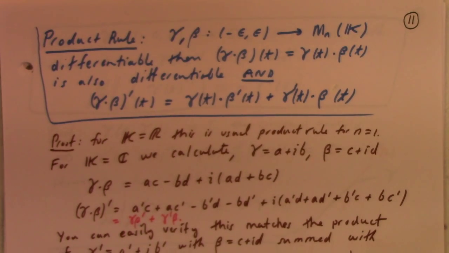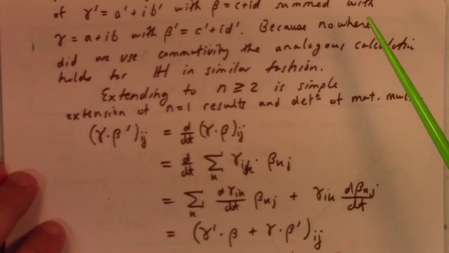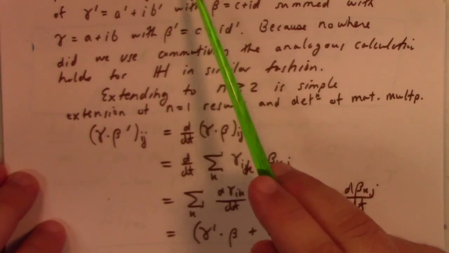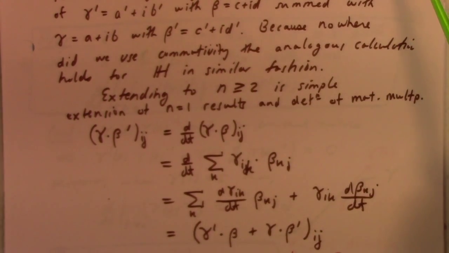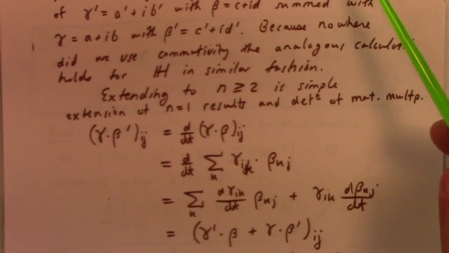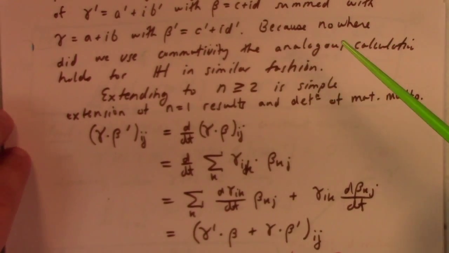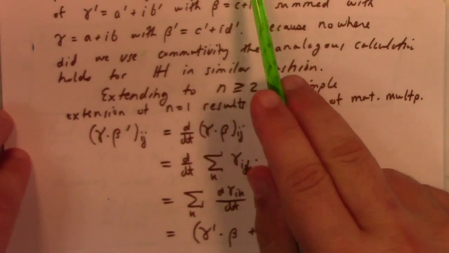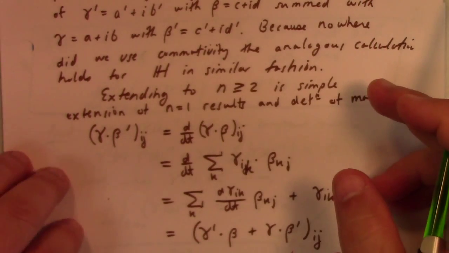Anyway, a very similar calculation goes through for the quaternions, because nowhere in what we did here did we use the commutativity of elements. So a very similar calculation shows you for quaternions that it holds, and it's important that the order of the elements is maintained. That keeps you out of getting into trouble with the quaternionic multiplication.